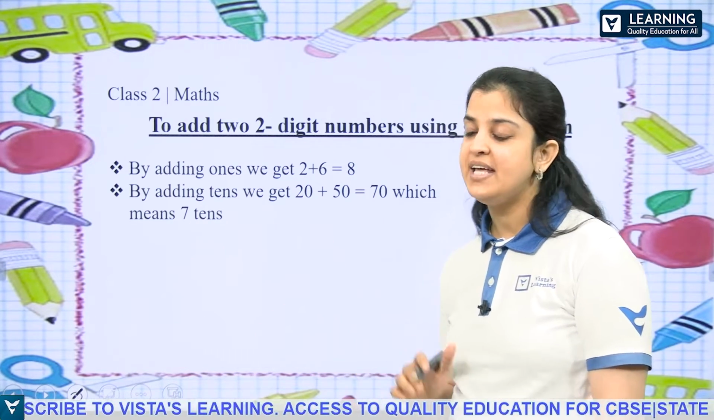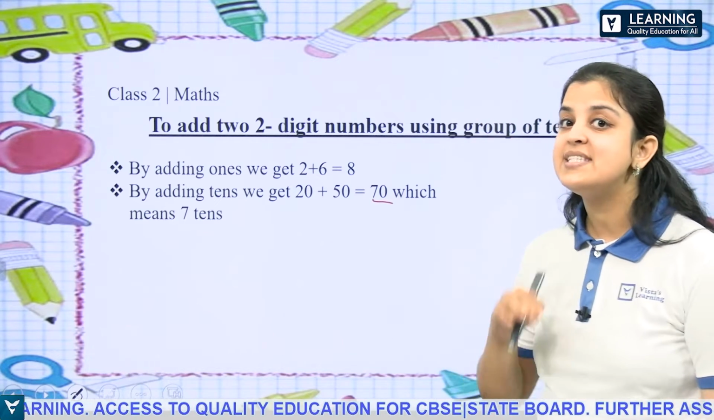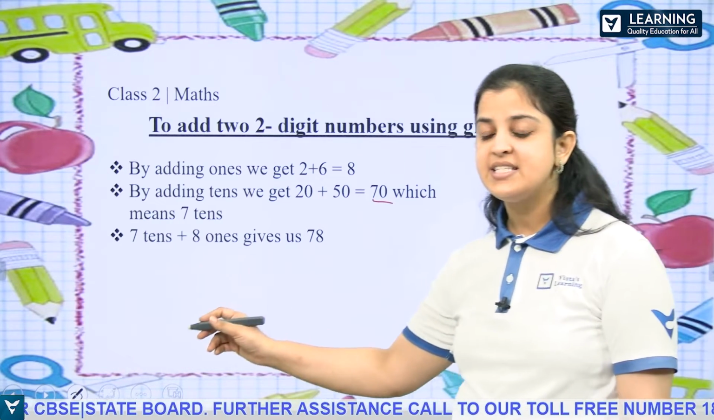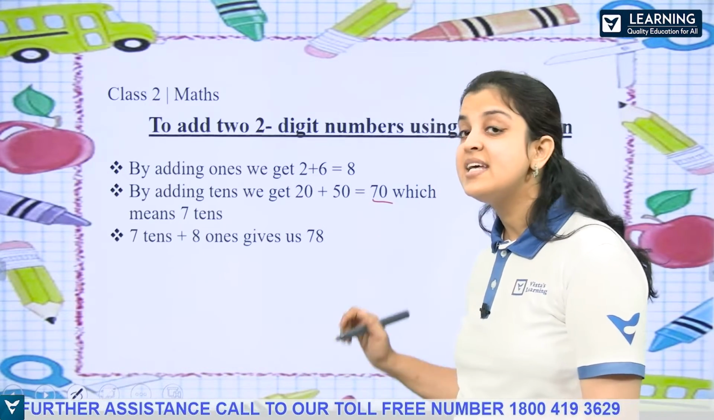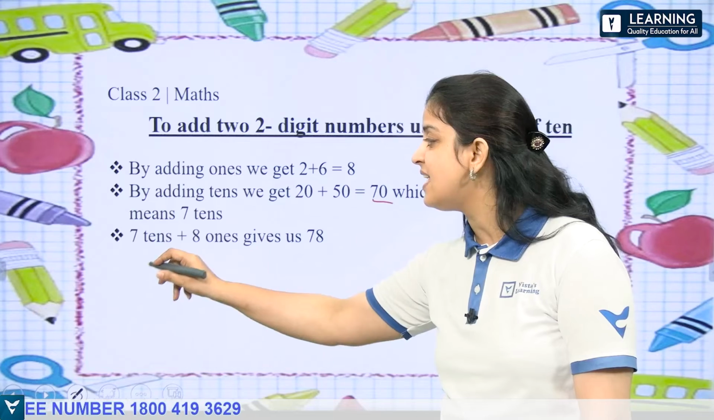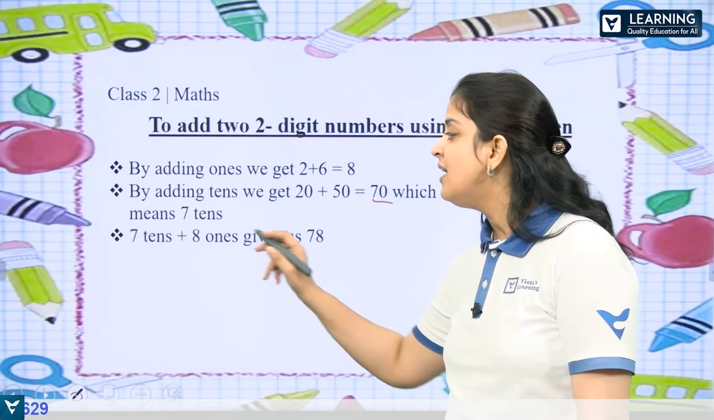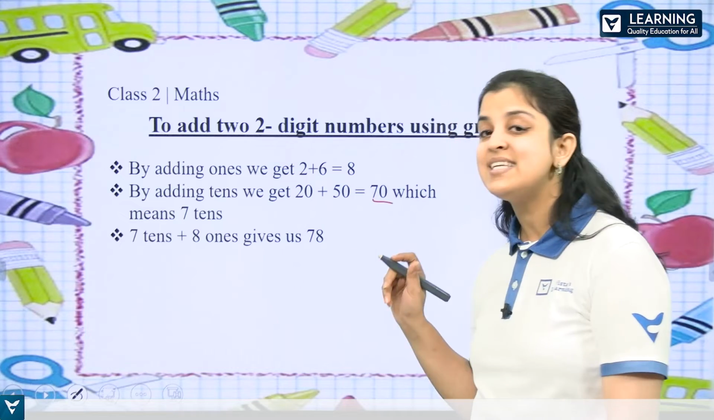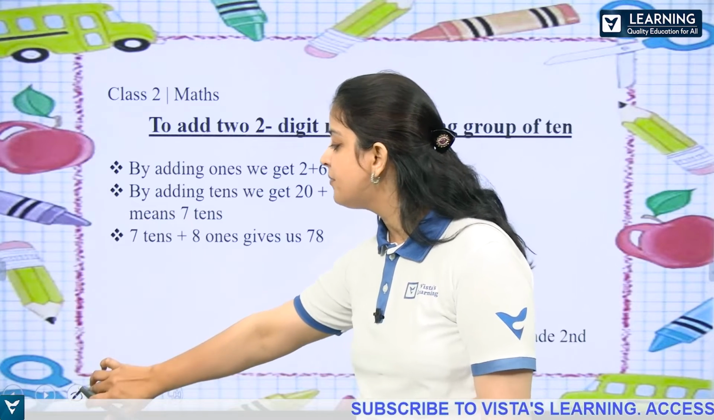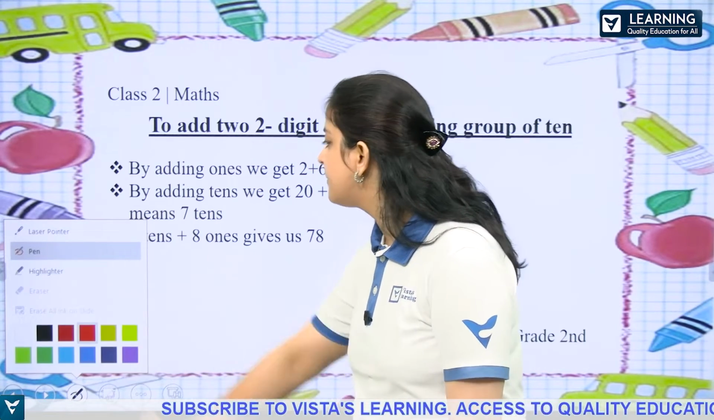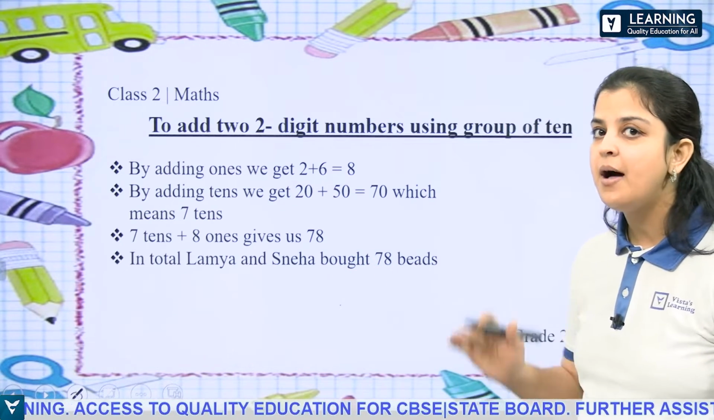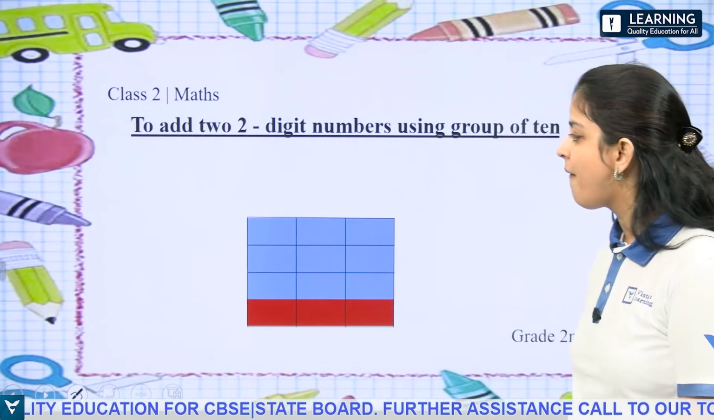Which means 7 tens. 70, I could also say 7 tens. So, 7 tens plus 8 ones means 78. In the tens place, 7 is there, right? 7 tens. So, I will write 7 and 8 ones. So, the number is 78. In total, both of them bought 78 beads, right? Lamia and Sneha bought 78 beads.